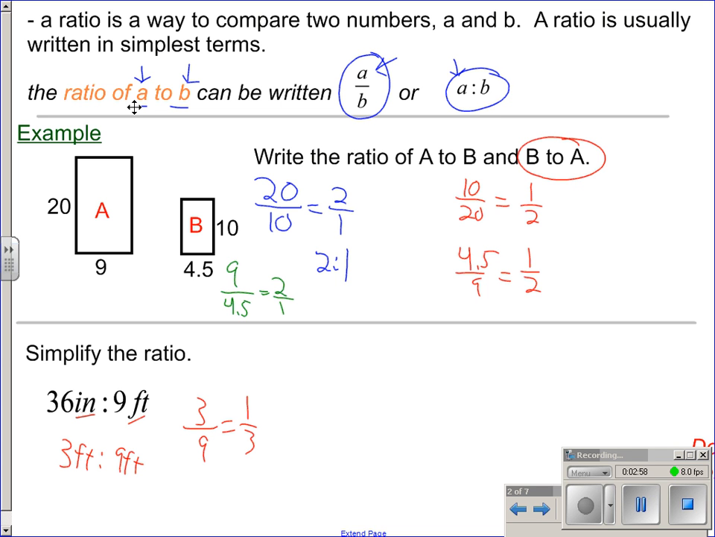Now, I want you to answer this question. It doesn't matter which units you convert to. Hit pause, try that on your own. I changed the inches to feet. What if you change the feet to inches? Does it matter? Go ahead, hit pause, try that out.